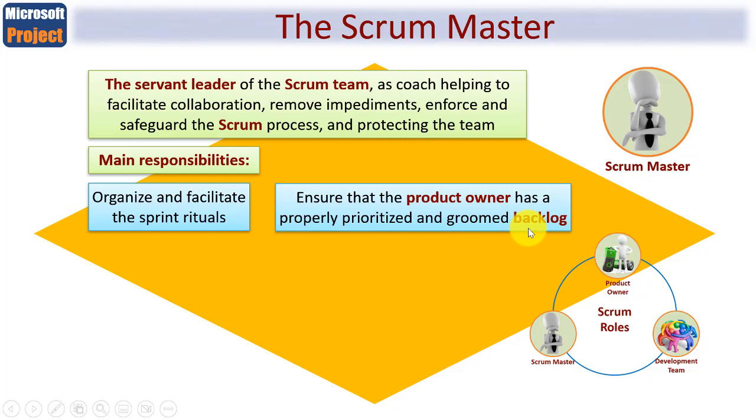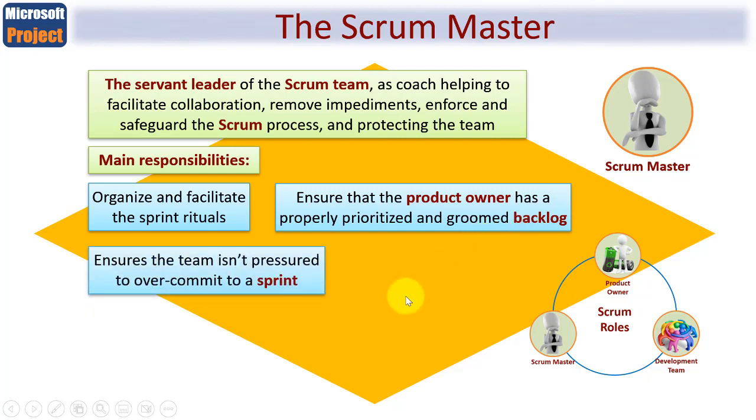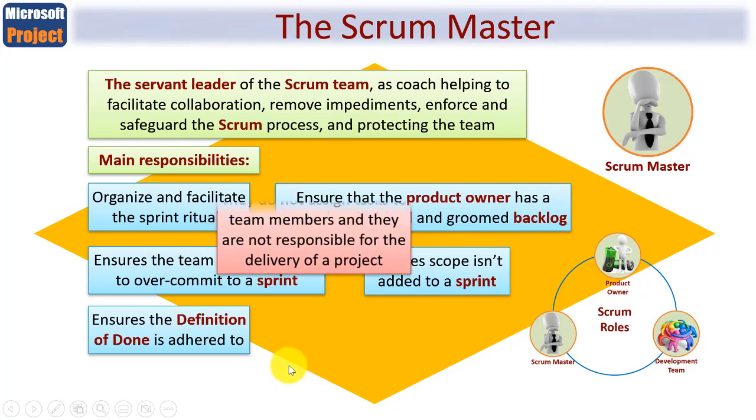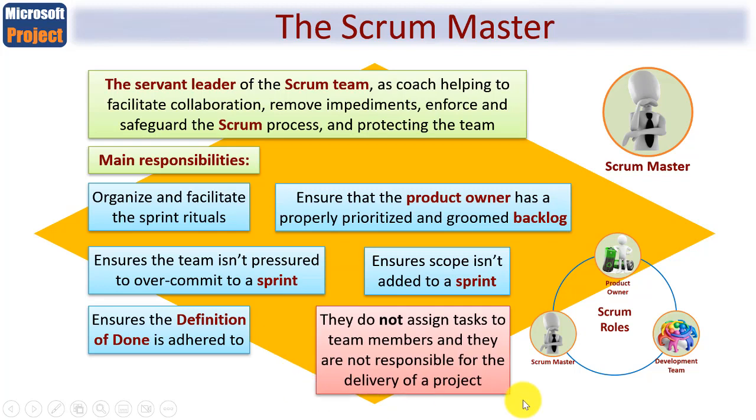The product owner owns the product backlog and owns its prioritisation. The Scrum Master will help ensure that that has been done correctly. And they ensure that the team isn't pressured to overcommit to a sprint. One of the tenets of Scrum, indeed, is that the team can work consistently at a level of which they're capable of. And the Scrum Master ensures that scope isn't added to a sprint after the sprint has started. And the Scrum Master also ensures that the definition of done, we looked at that previously if you remember, is adhered to. However, they do not assign tasks to team members, and they are not responsible for the delivery of the project. That's a very important distinction.